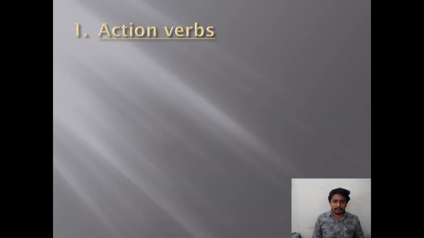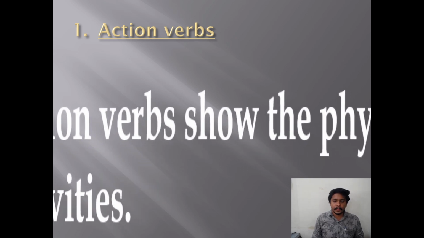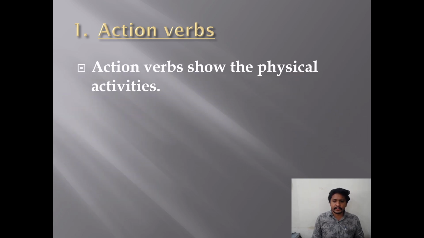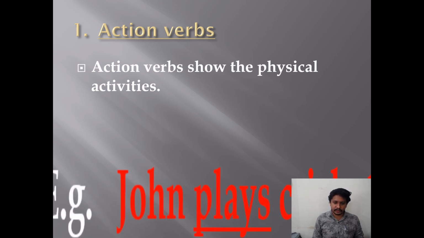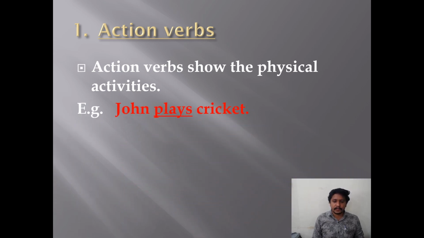So let's see one by one. First one, action verbs. Action verbs show the physical activities. So the physical activities which we are doing, that is called action verbs. So all the actions which we are doing is called action verb. For example, John plays cricket.